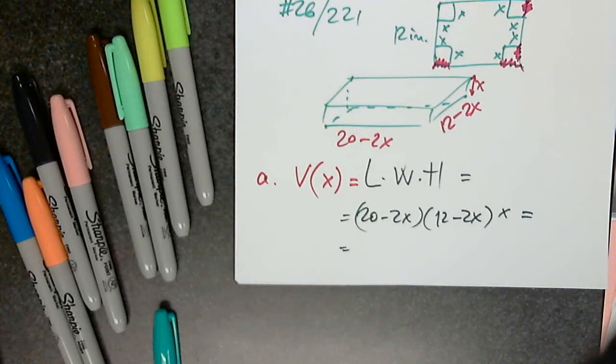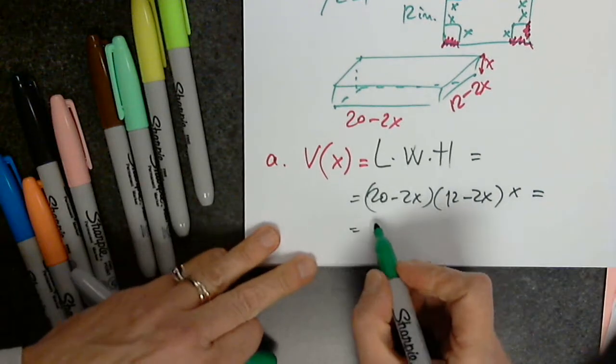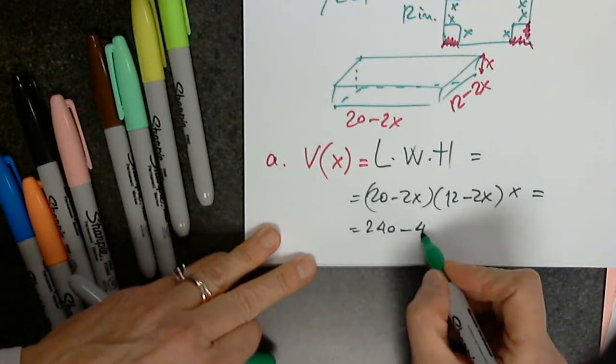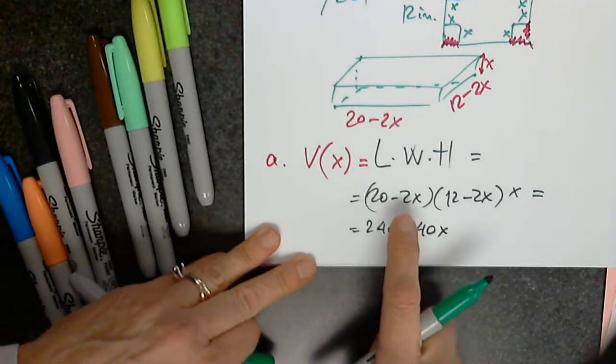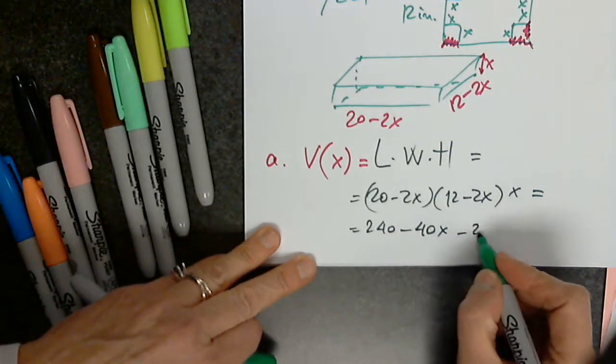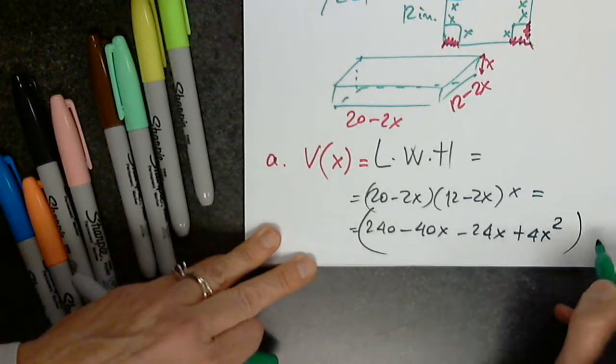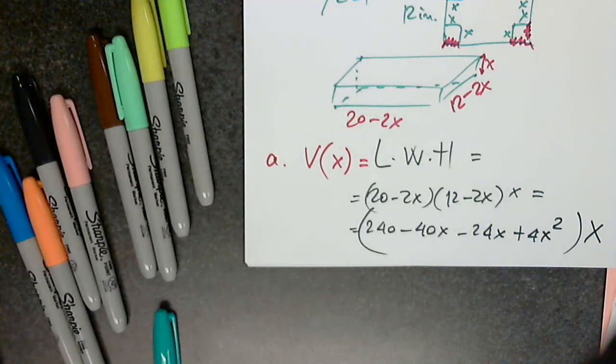When I multiply something like this, it is highly recommended to FOIL first and at the very end distribute x. Do not start with x. So 20 times 12 is 240. 20 times negative 2x is negative 40x. Negative 2x times 12 is negative 24x, and then plus 4x squared, and everything will get an x. I will combine like terms inside.